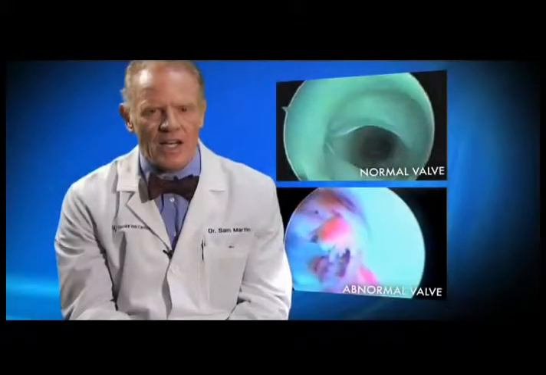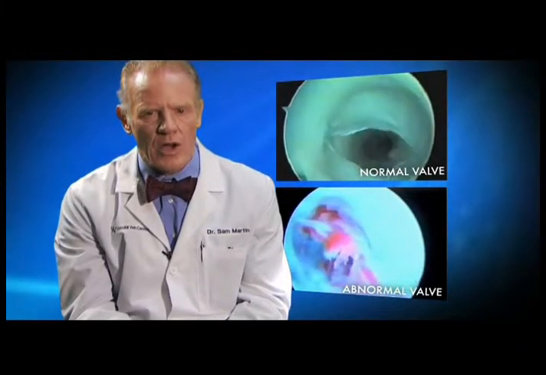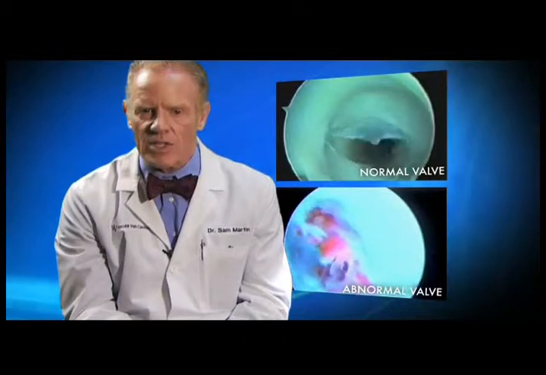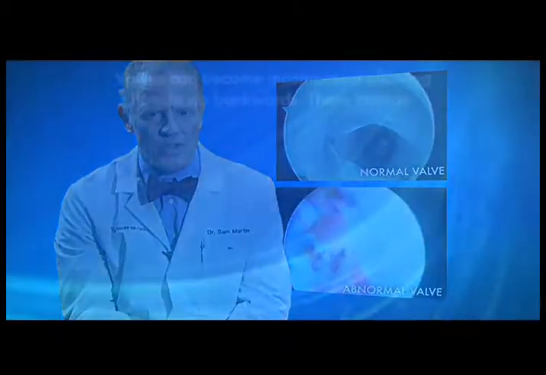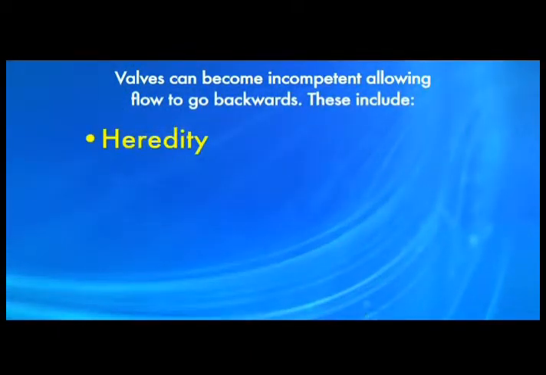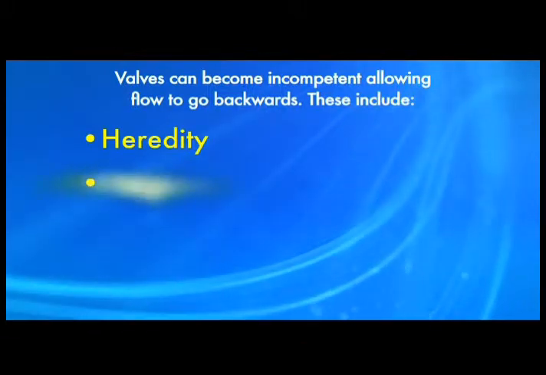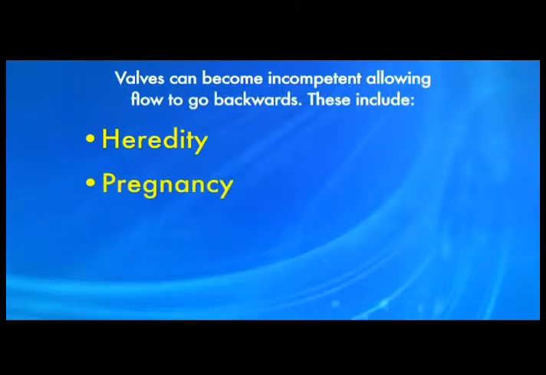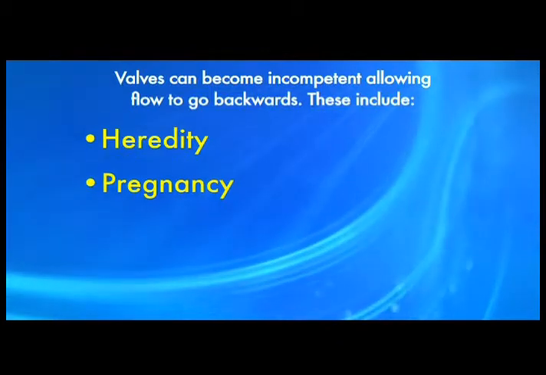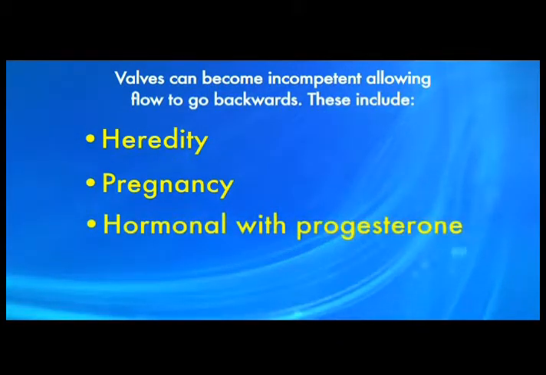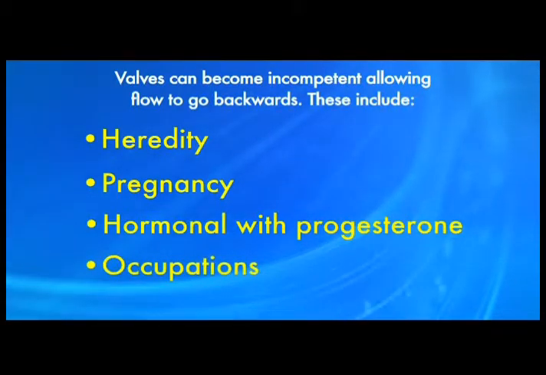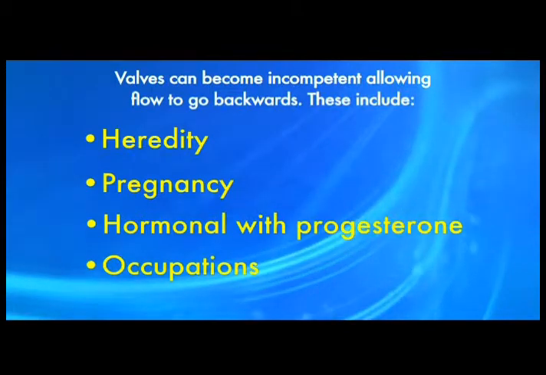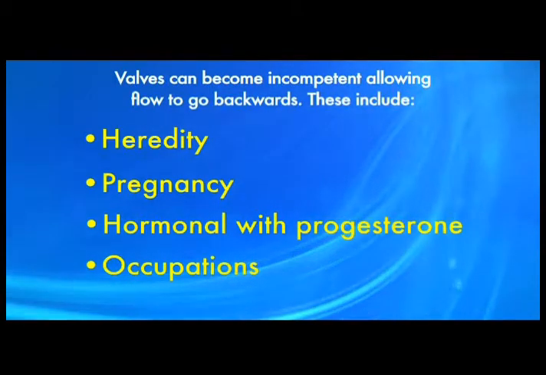A normal valve allows blood to flow only toward the heart. For a variety of reasons, valves can become incompetent, allowing flow to go backwards. These include heredity, with a weakness in the vein wall, pregnancy, with a 50% increase in the volume of the venous system, hormonal, with progesterone causing a weakness of the vein wall, and occupations that require prolonged standing, which causes increased pressure and vein dilatation.